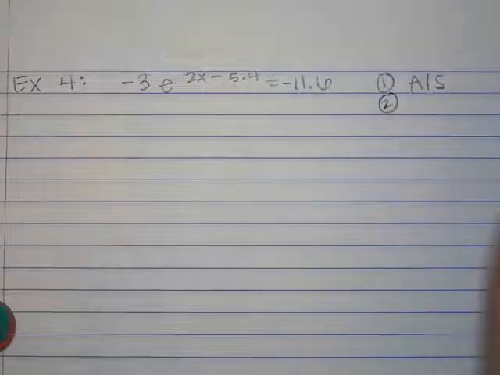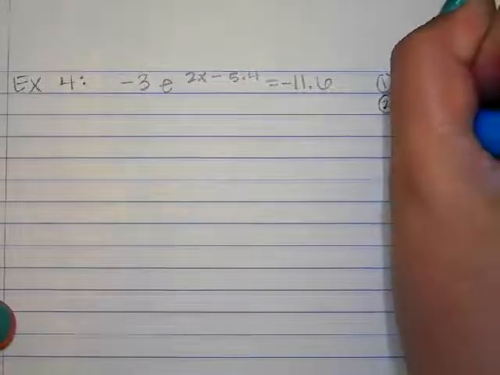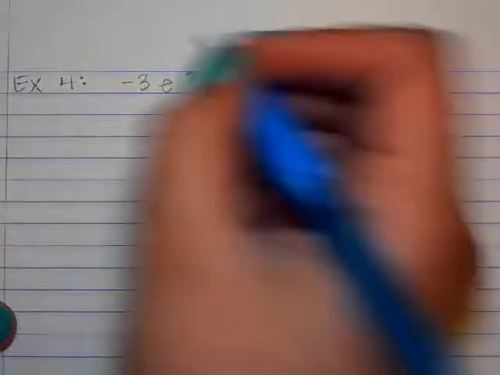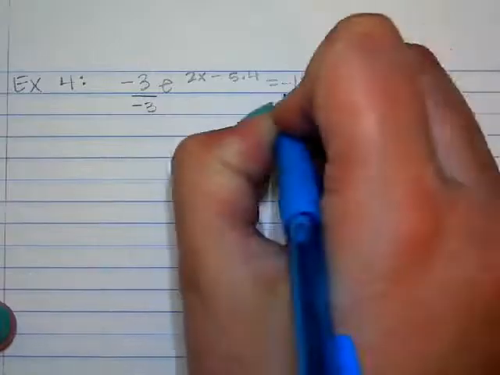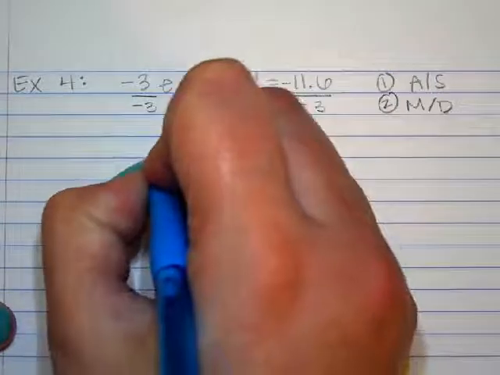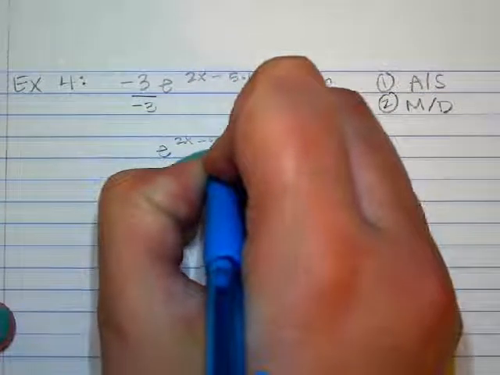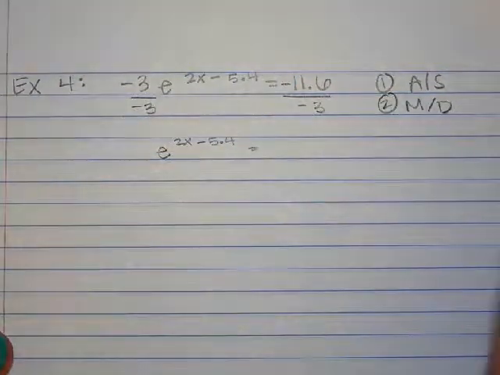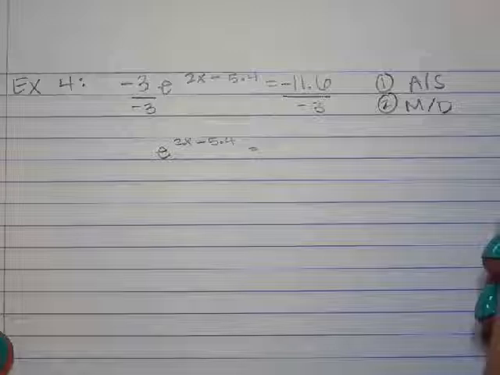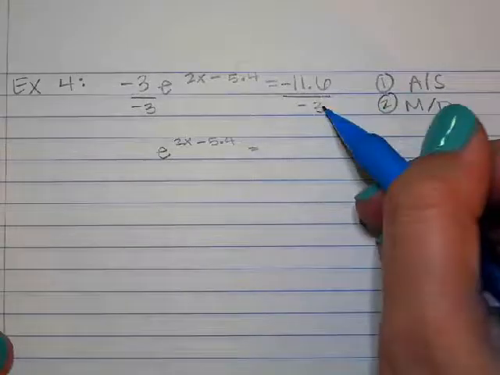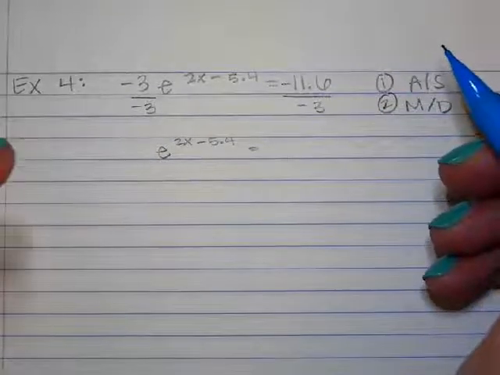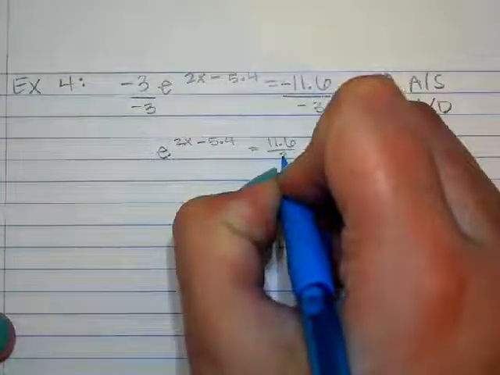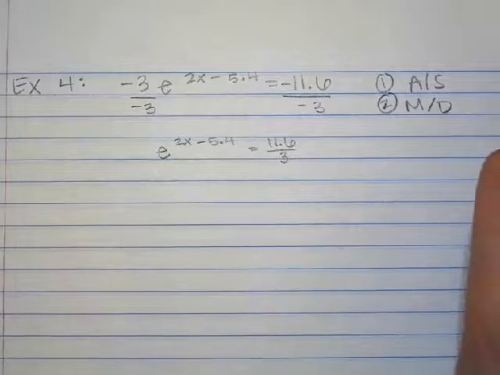So the next step is we would look for what? Could we multiply or divide anything over? And we can divide something over. What can we divide over? The -3. So we get e to the 2x minus 5.4 equals... According to my calculator, 58/15. So you typed in 11.6/3 and you just got a better fraction, basically. So we can leave it as 11.6/3, or we can do 58/15. Either one of those is fine.